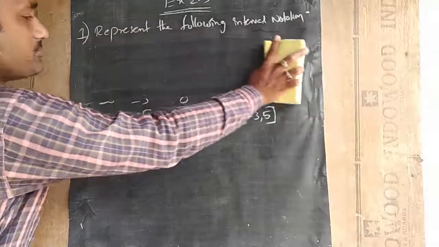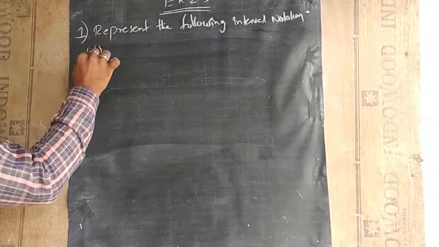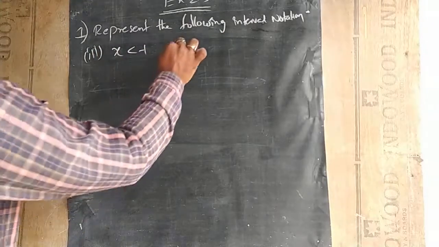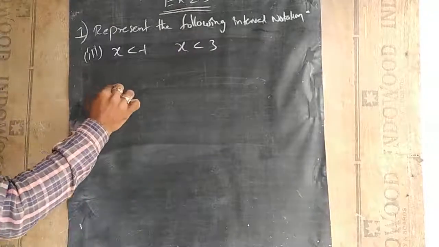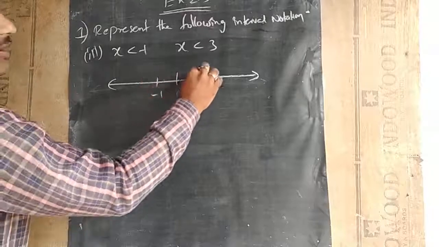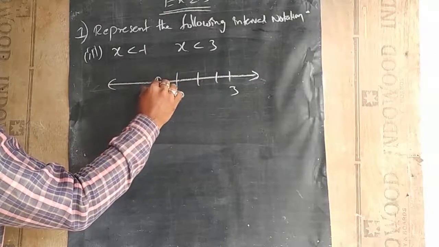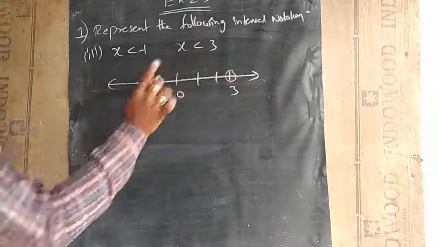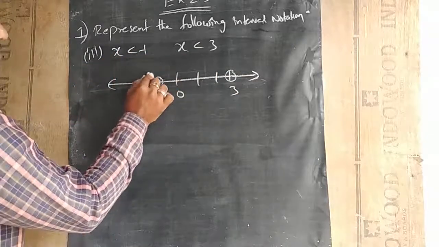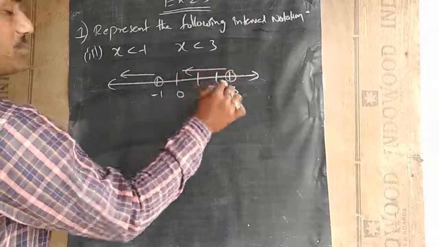Let us do the third question. X less than minus 1, x less than 3. So here it is minus 1 and 1, 2, 3. So it is 3. X less than minus 1. Both are open circles. Why? Because there is no equal to symbol here. Less than minus 1 in the sense, this range of values. Less than 3 means this range of values.